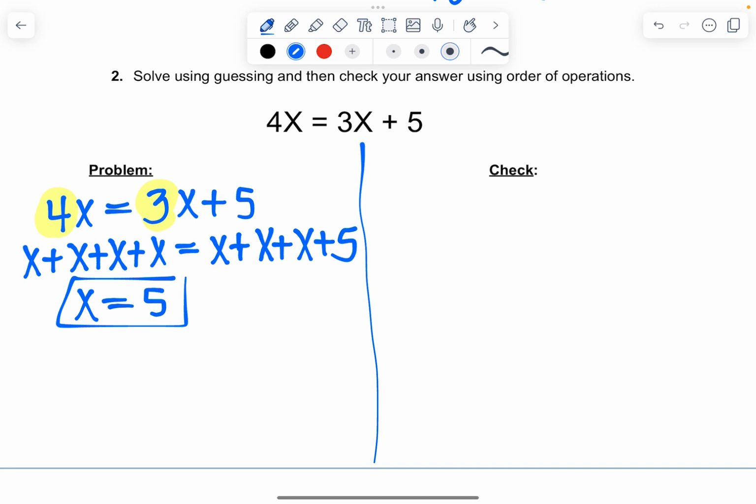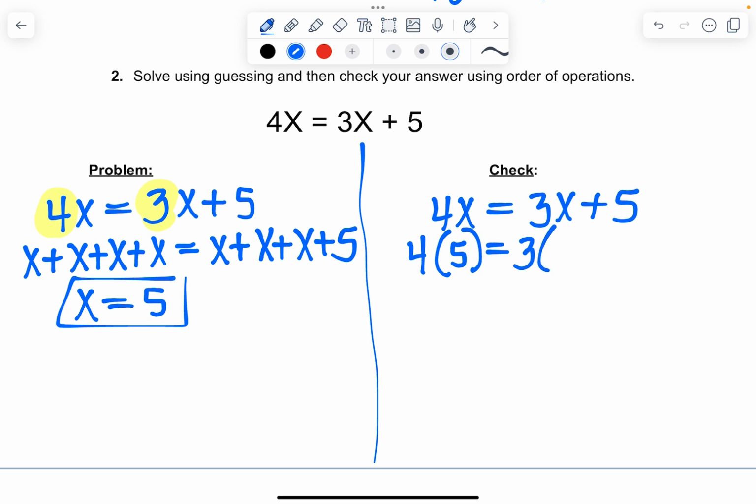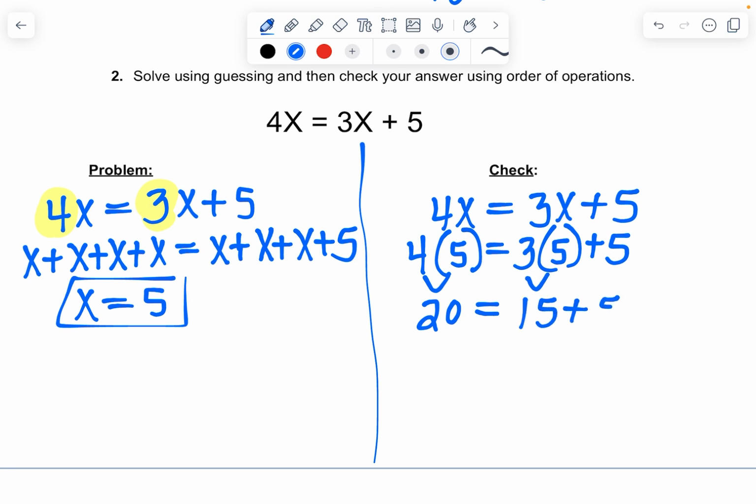Come over to the check side. I'm going to write down the original problem now, not the expanded one. I'm going to go 4 parentheses 5 equals 3 parentheses 5 plus 5. I'm going to multiply again: multiply before add and subtract, from left to right. So this is 20 equals, and I can multiply these because they're on the other side of the equation, 15 plus 5. And I end up with 20 equals, add these, and I get 20.